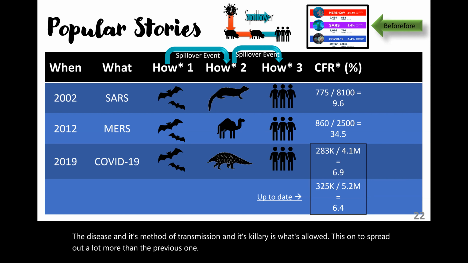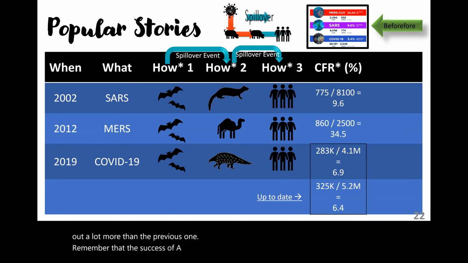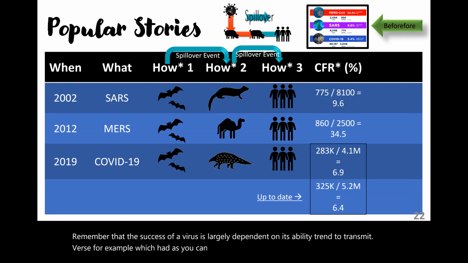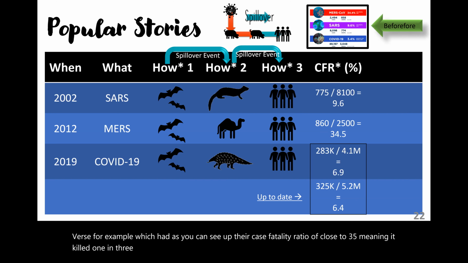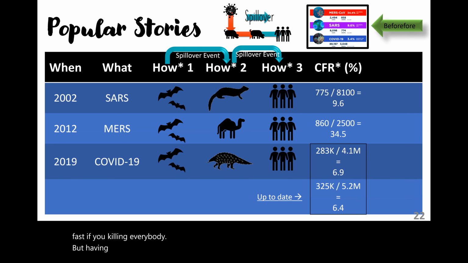Remember that the success of a virus is largely dependent on its ability to transmit. MERS, for example, which had, as you can see up there, a case fatality ratio of close to 35%, meaning it killed 1 in 3 people. Think about it that way. It's not going to transmit very fast if you're killing everybody. But having a death rate that is much lower then permits it to spread.